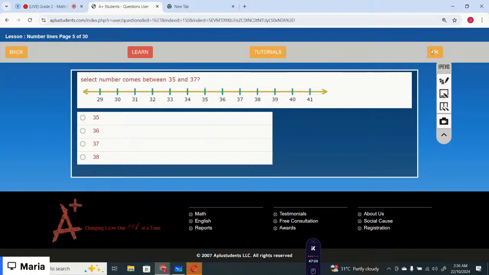Select the number that comes between 35 and 37. So which is the correct option? Between 35 and 37, you have 36. So the correct option is 36.